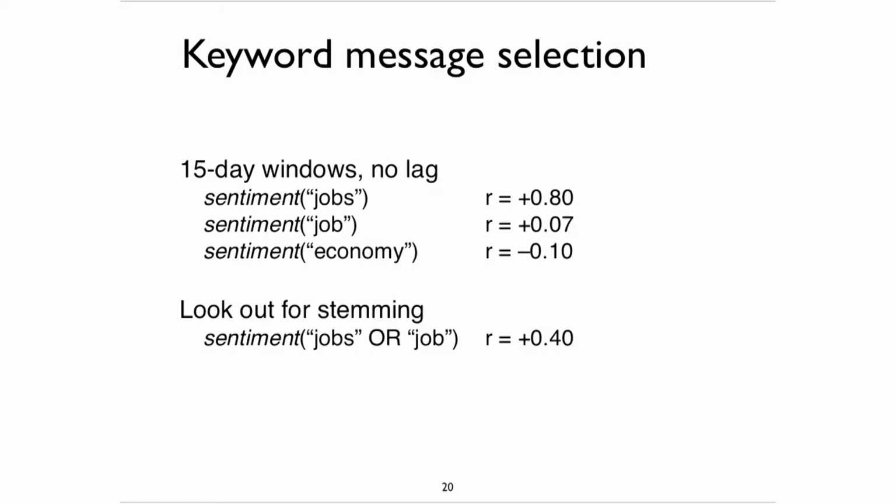So interestingly, different keywords do very different things here. I'll show the results for sentiment around the word jobs, and we have this 0.8 correlation. Sentiment around the word job, singular, without the S, is totally different. It's just noise. There's no shared signal.